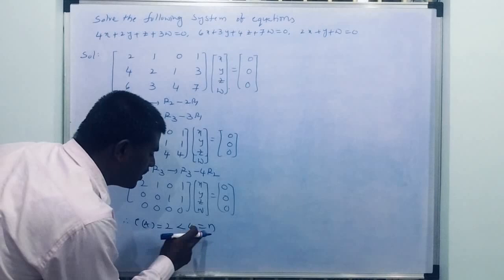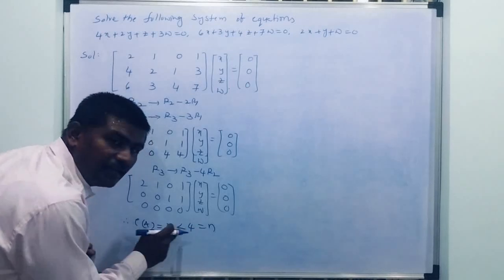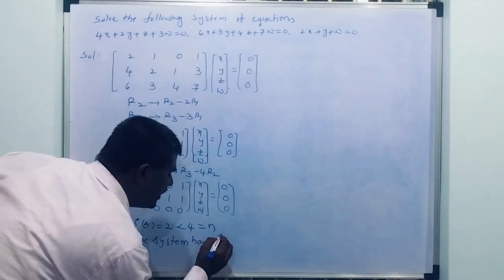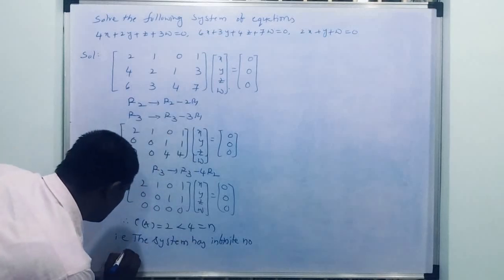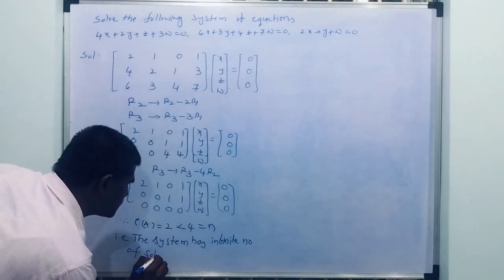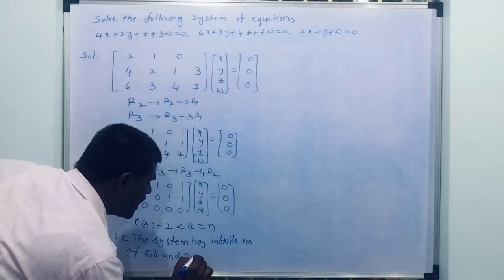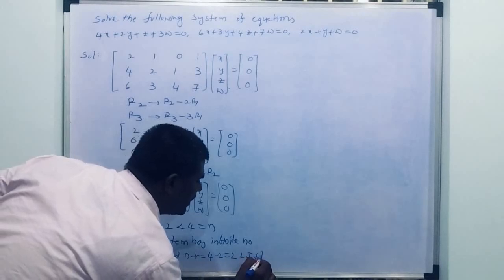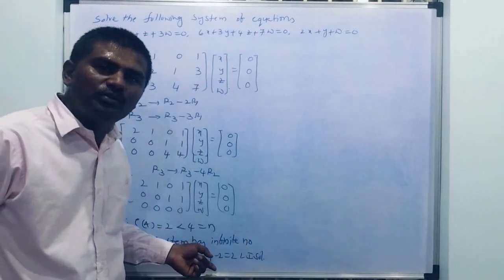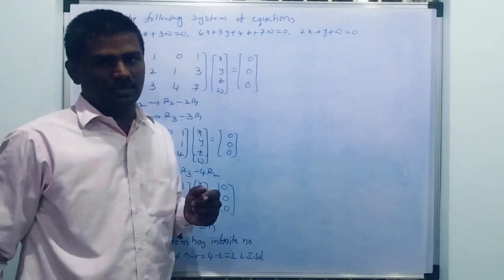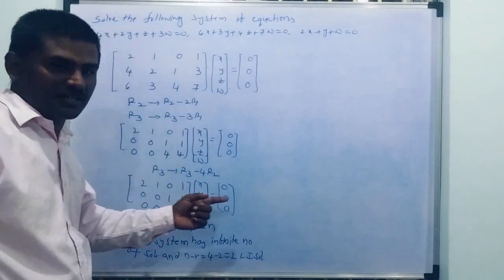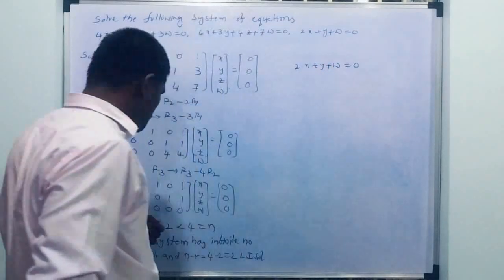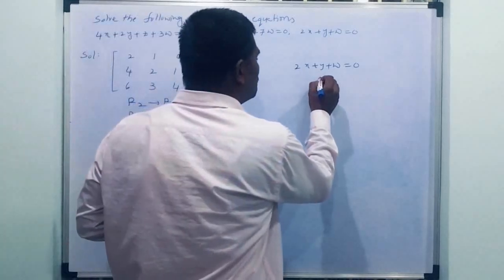Here rank is 2, number of unknowns are 4. Rank clearly less than number of unknowns. That is, the system has infinite number of solutions. And n minus r, which is 4 minus 2 is equal to 2 linearly independent solutions. Now you need to find those 2 linearly independent solutions. For that, let us write the equations. That means 2x plus y plus w is equal to 0 and z plus w is equal to 0.